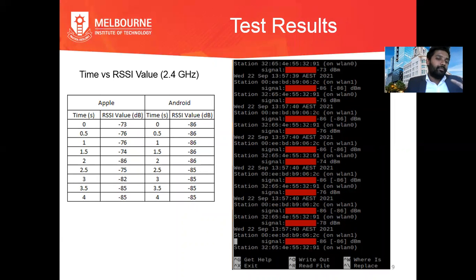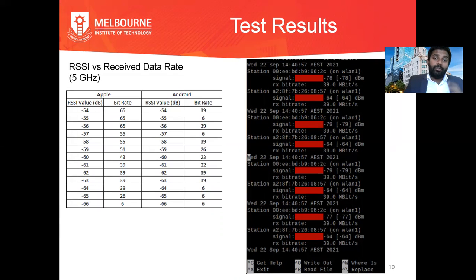And this one is the same thing which I did for the 2.4 gigahertz. Earlier one was the 5 gigahertz. In this also, even at the same timestamp, Apple has the upper hand in RSSI value and Android has lower RSSI values. As you can see, at the first timestamp it shows minus 76, but in Android it shows minus 86. So this is the other band, like earlier it was 5 and now 2.4 gigahertz.